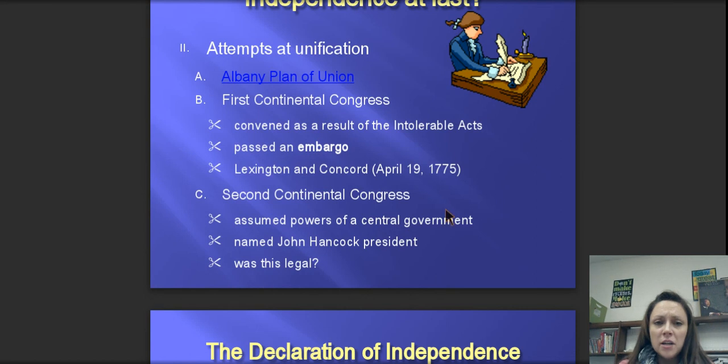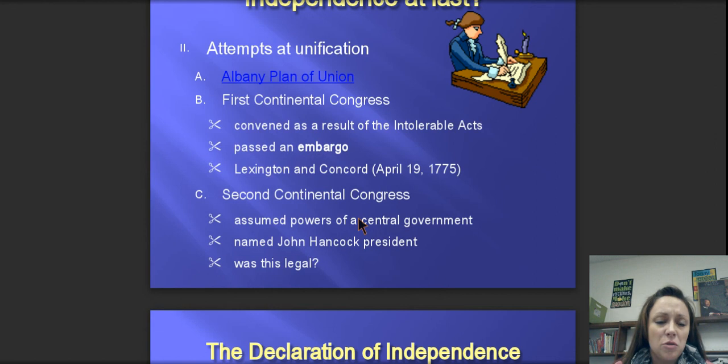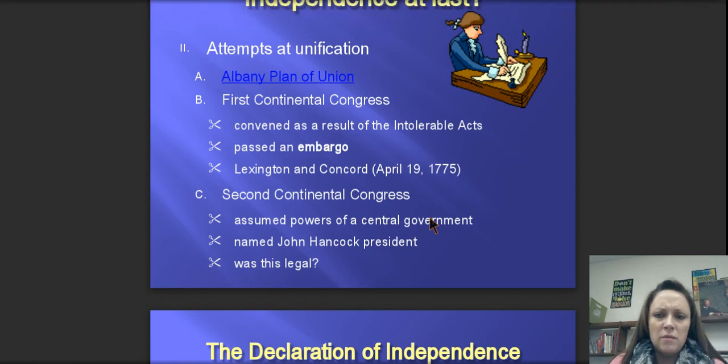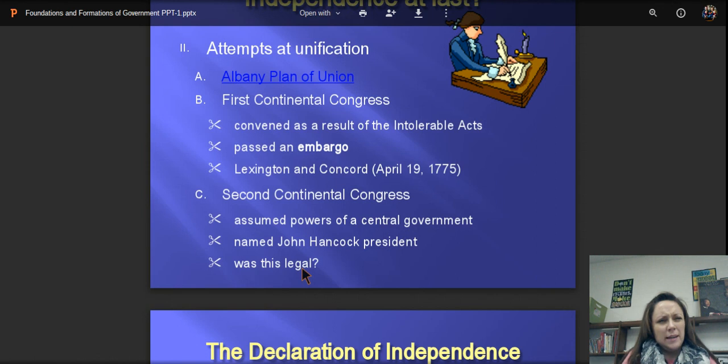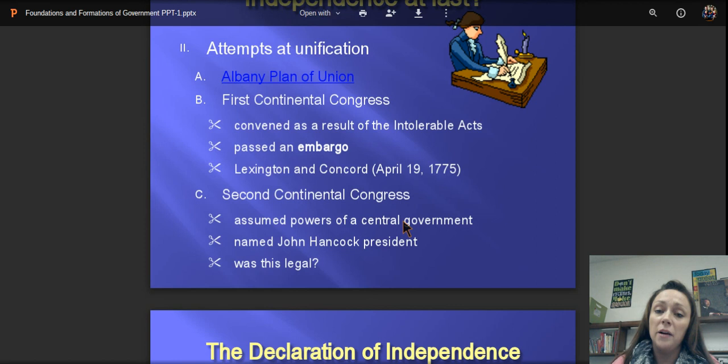The Second Continental Congress, which took power going into the Revolutionary War, assumed the powers of the central government. They attempted to print money, and they attempted to loan supplies to different groups. All those authorities, or responsibilities, that we would normally associate with the central government. They even named John Hancock president. You're often told that George Washington was not the first president of the United States. Well, neither was John Hancock, because we weren't the United States yet. But anyway, John Hancock was named the president of the Second Continental Congress.